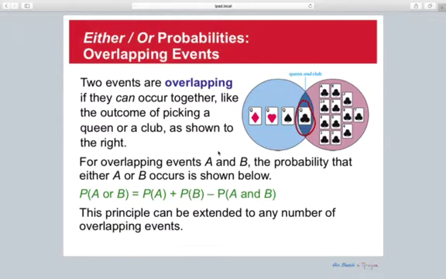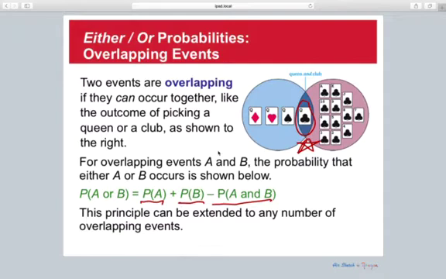So in that case, if we were to just add the individual probabilities, we would be double counting the queen of clubs. So that would be calculated in the probability of queens and the probability of clubs. And we only want to count that probability once. So what we're going to then do is subtract off the probability of A and B, or in this case, the probability of selecting a queen that is a club, since that got double counted.